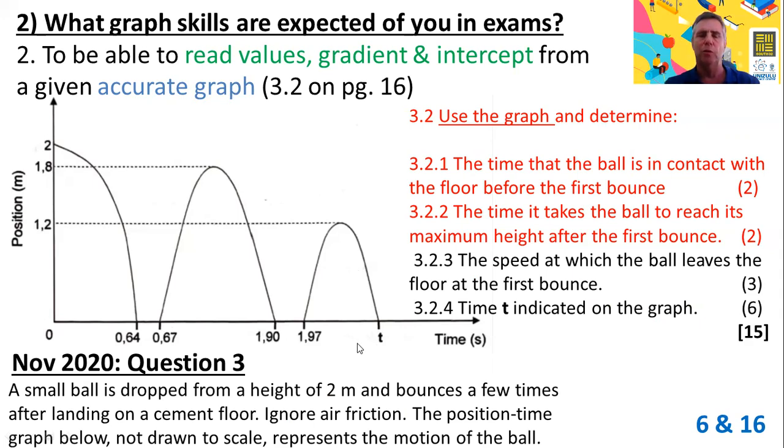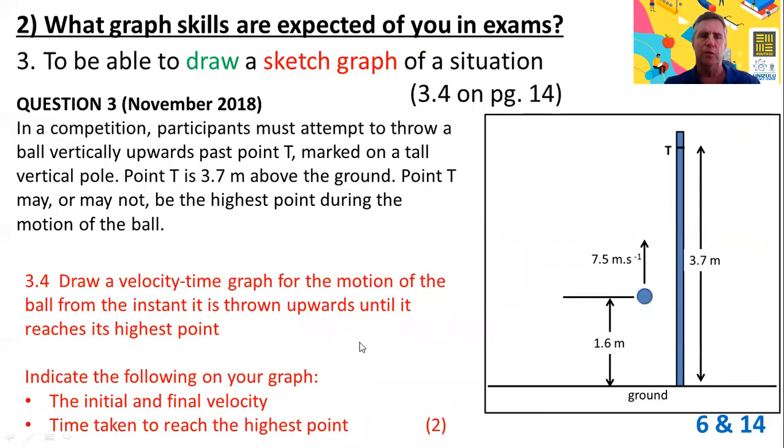You might also be asked to draw a graph. So skill number 3, to be able to draw a sketch graph of a situation. This is question 3.4 from November 2018, and it's on page 14 in your booklets. Again, don't worry too much about the details. A ball is thrown vertically into the air and it comes down again.